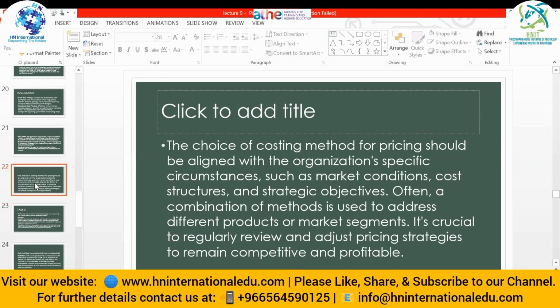Why? Because after each and every month or even 6 months, we cannot change the pricing methods. That is why we first have to do research and then opt according to the condition of the market. Is this clear?